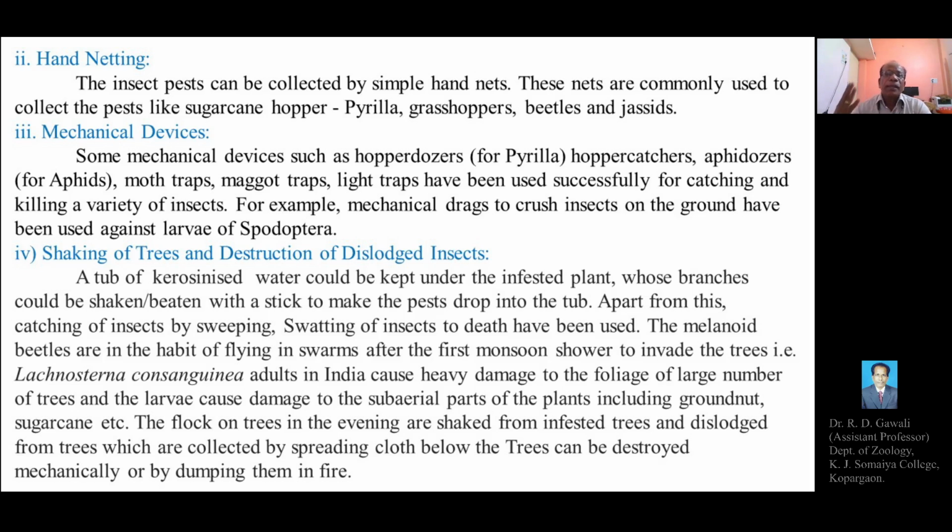Apart from this, catching of insects by sweeping, simply we can sweep out the insects. Swatting of insects to death has also been used. Then insects like the melolonthid beetles have the habit of flying in swarms. So this is one example, the melolonthid beetles which fly in a group or in a swarm, and this happens usually after the first monsoon shower, to inhabit the trees.